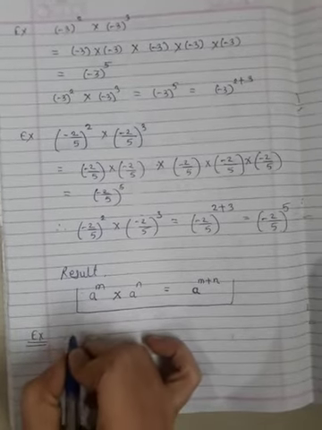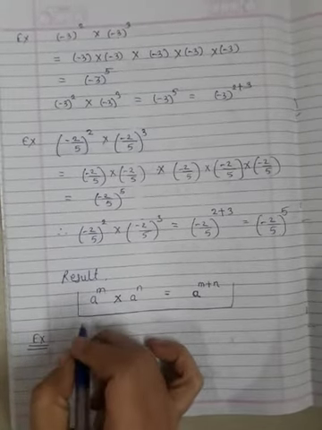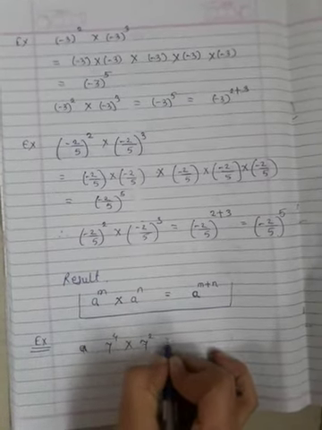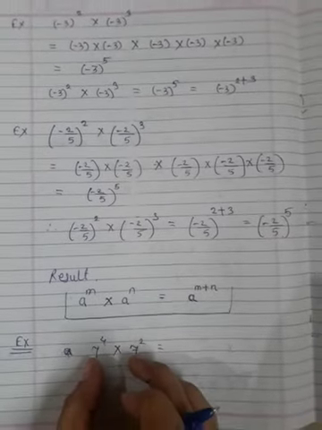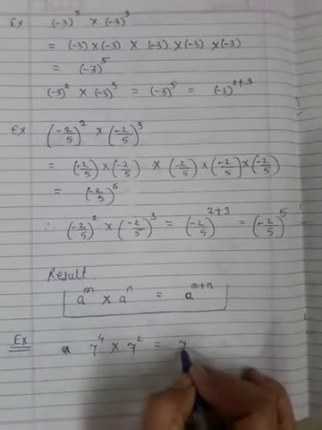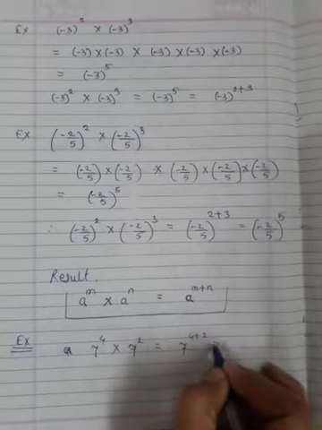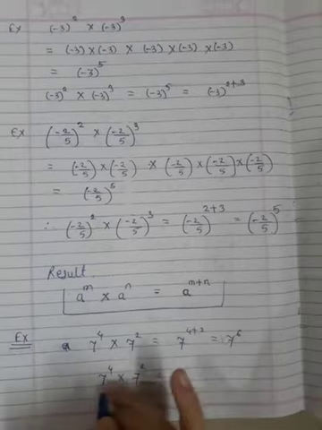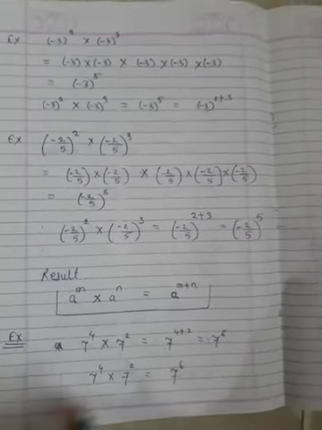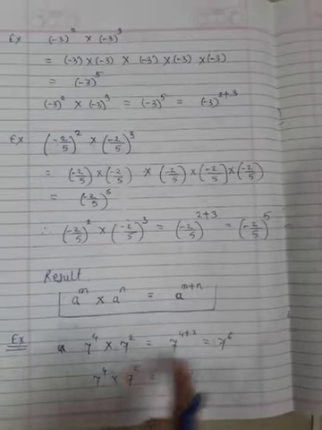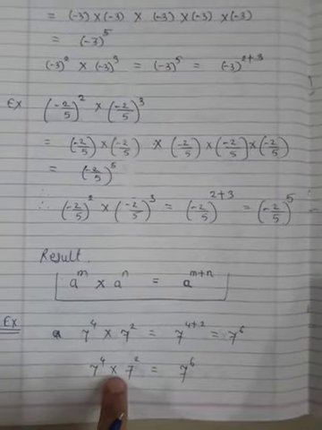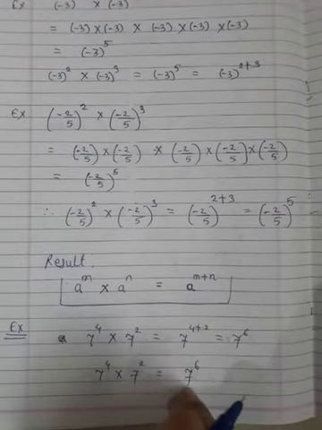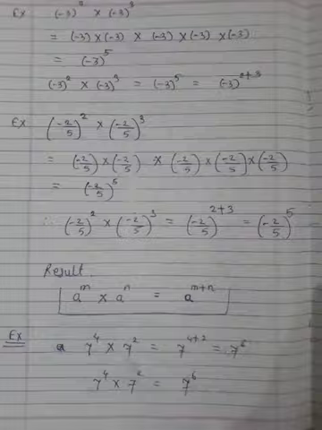Suppose we have 7^4 multiplied by 7^2. You can write this term in short form. See here, base remains the same, power gets added. So 7^4 multiplied by 7^2 you can shortly write as 7^6. In multiplication, if the base is the same, then power gets added. So 7^4 into 7^2 is nothing but 7^6. Okay, see one more example.